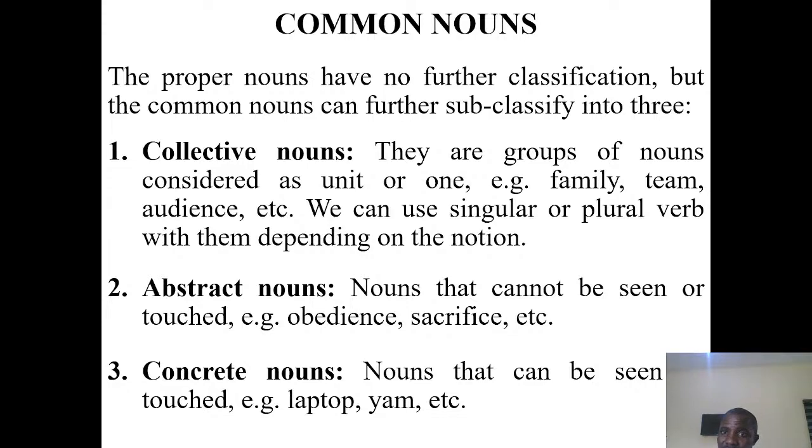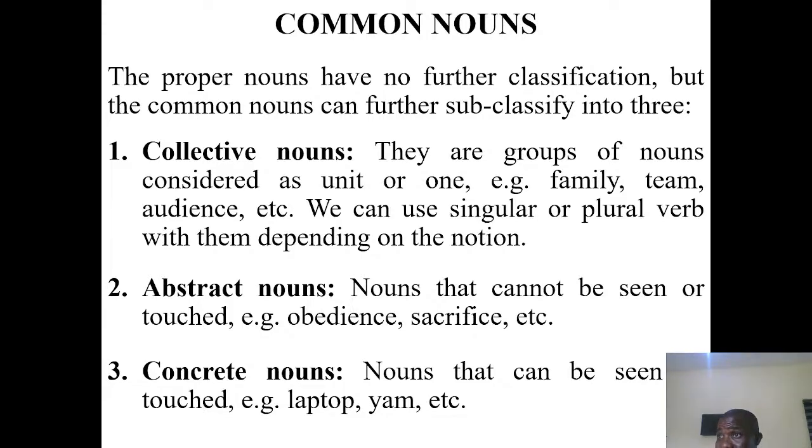Either you use a singular verb or a plural verb. You can say, my family is here or my family are here. But it depends on your notion. If you regard them as one, you can say, my family is here. If you regard them individually, you can say, my family are here. So you are talking about each individually. That is collective nouns.